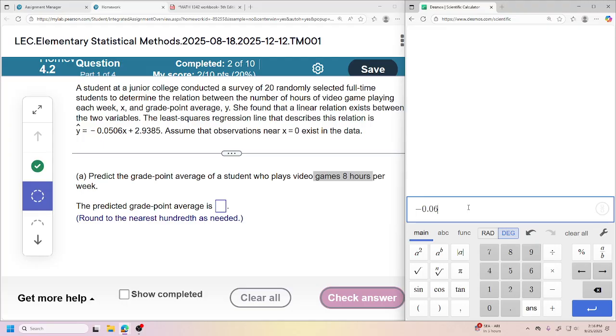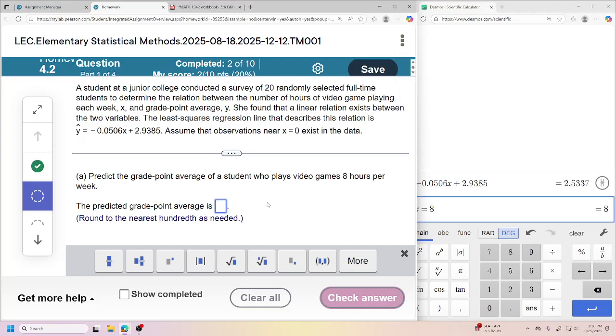So negative 0.506x plus 2.9385. And then x equals 8 is what they have. It says nearest hundredth. How many decimal places is that? Hundredth? 2? Yeah. There we go.